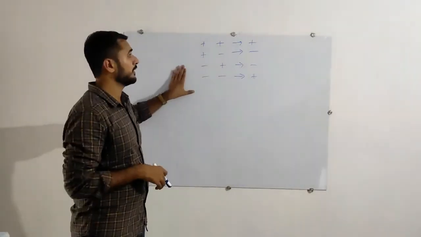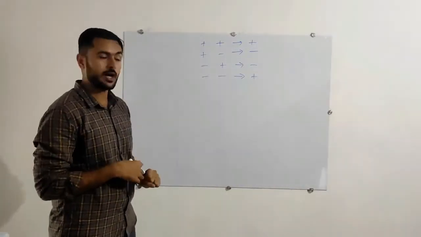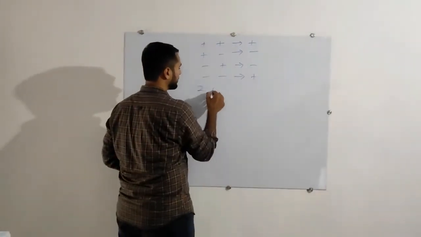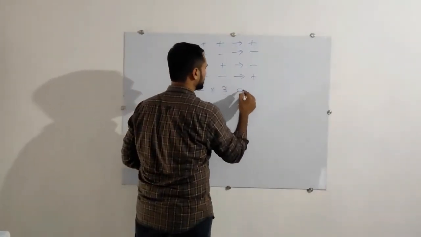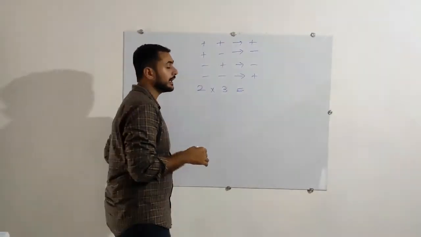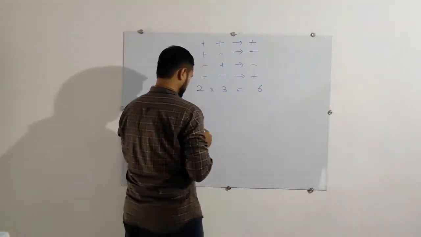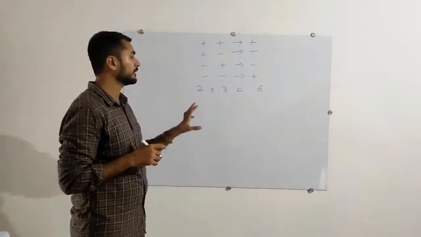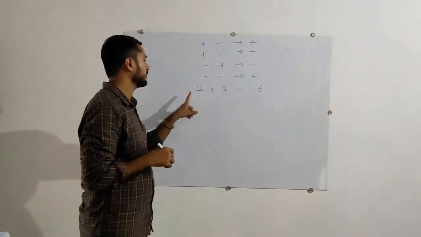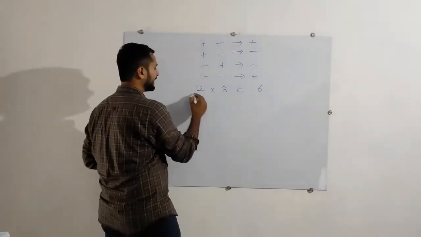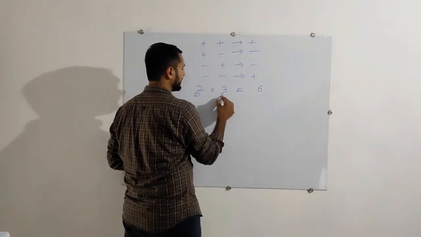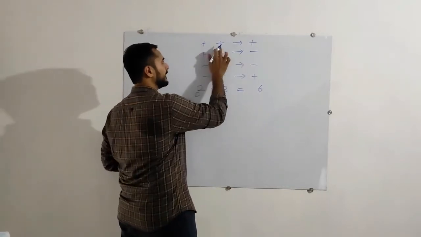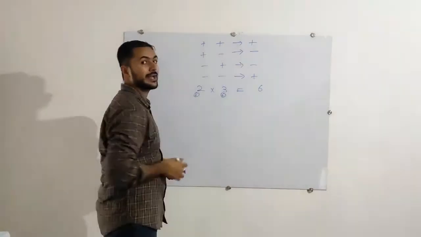Now the same chart we will use for multiplication also. How? See, if I do 2 multiplied by 3, we know very well 2 3s are 6. But here after the multiplication you have to find out the sign for both. Here 2 having the plus sign, here 3 having also plus sign. Plus plus is plus. Then no need to put any sign.